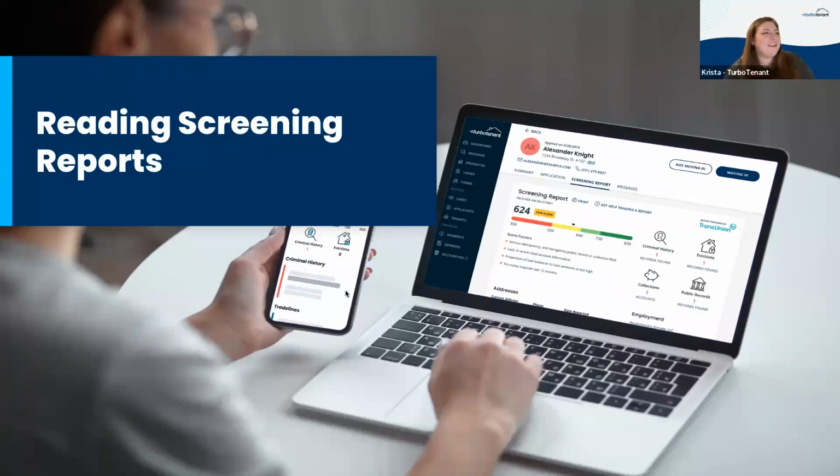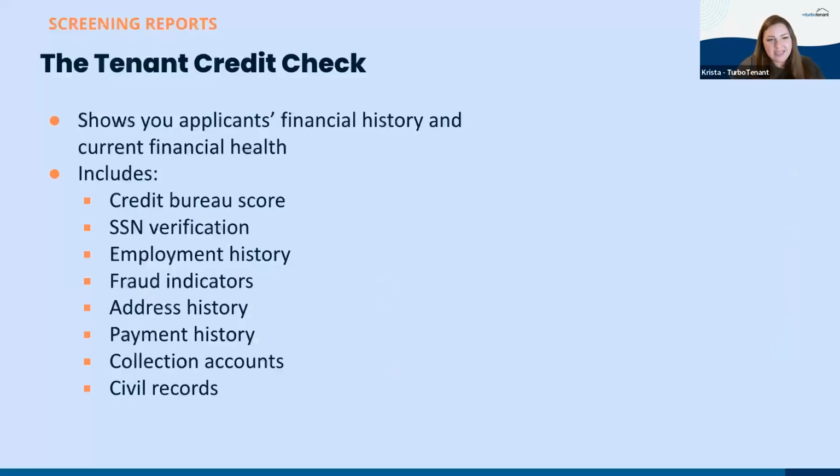Let's get into reading screening reports. So we've talked about the credit check a couple of times. It is going to show you an applicant's financial history, but also their current financial health. So that will include all of the information you see here. I specifically want to call out the credit bureau score along with their social security number verification, meaning you can verify that that is actually them, along with any fraud indicators, payment history, collection accounts, and civil records, which are very important.